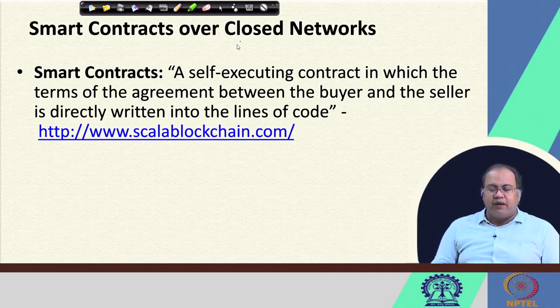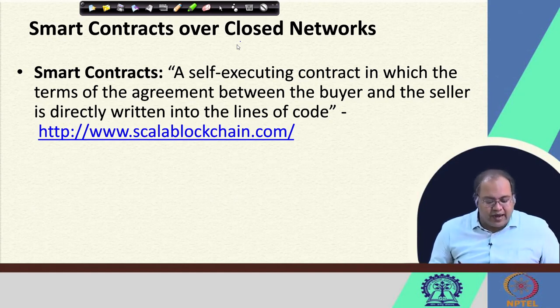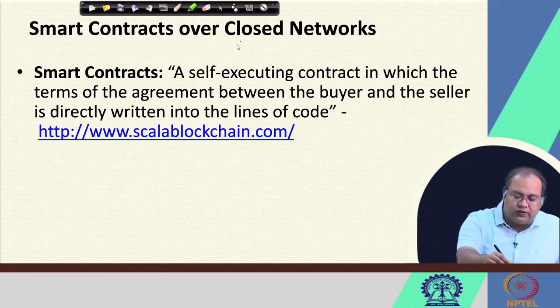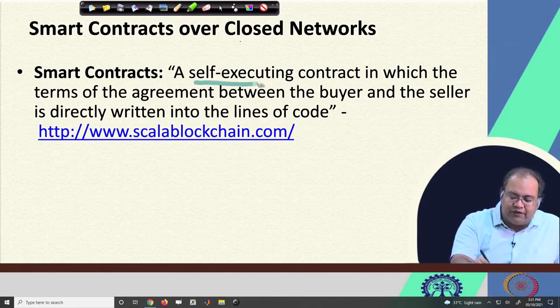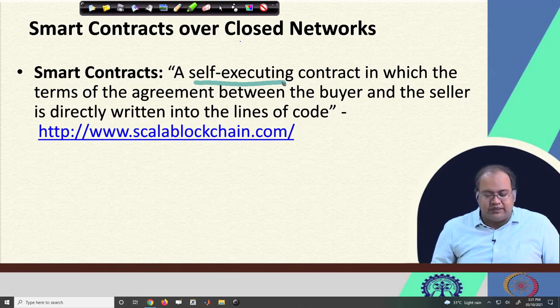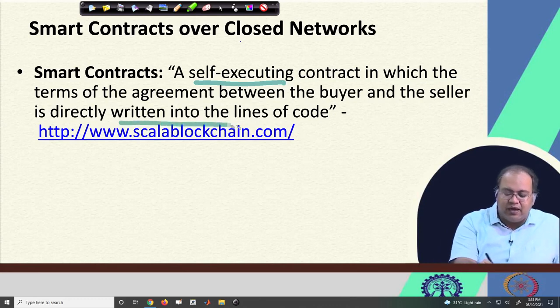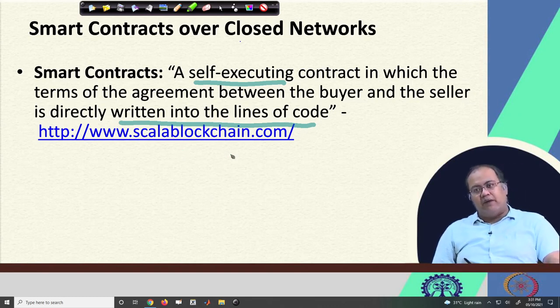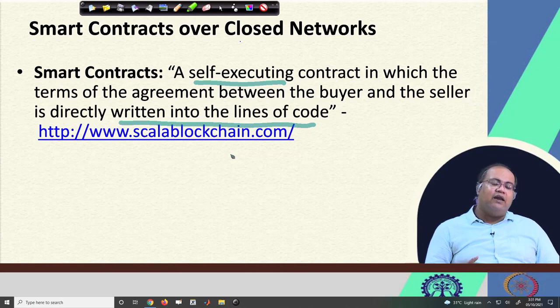So, in the context of a permission network, earlier I mentioned smart contracts. Here is a formal definition of a smart contract. A smart contract is basically a self-executing contract in which the terms of agreement between the buyer and the seller are directly written into lines of code. This definition has been taken from the scalableblockchain.com site. According to this definition, a smart contract is used to automatically execute and validate the contract between a buyer and a seller.